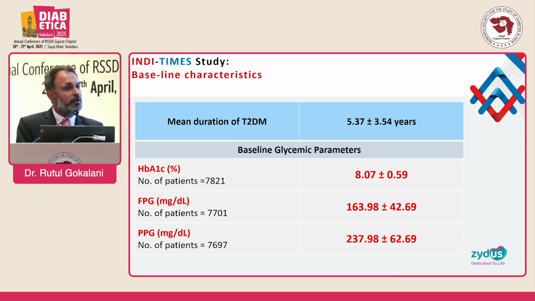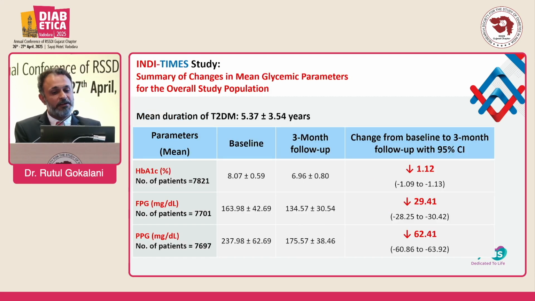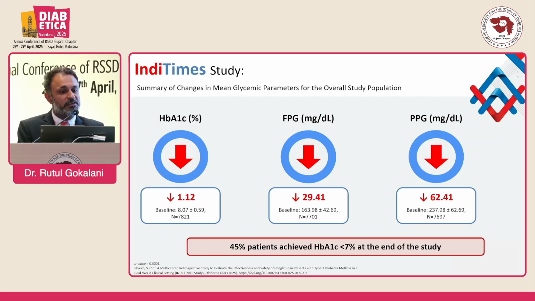And here were the baseline glucose parameters: HbA1c baseline was 8, fasting plasma glucose was 163, and postprandial blood glucose was 237. So what this study showed after 3 months was an HbA1c reduction of around 1.1%, with a fasting plasma glucose reduction of 30 milligram per deciliter, and a postprandial blood glucose reduction of 62 milligram per deciliter. So 45% of the patients achieved the HbA1c goal of less than 7% at the end of the study.